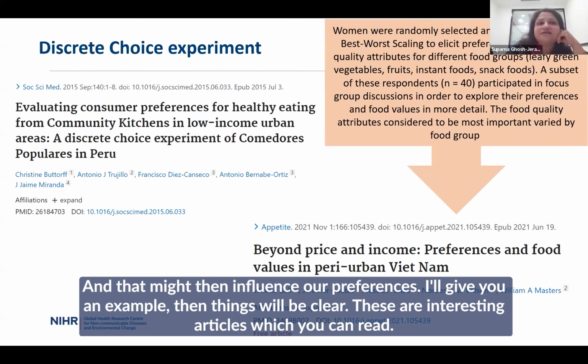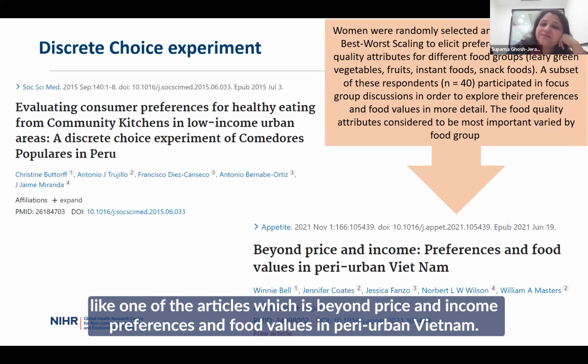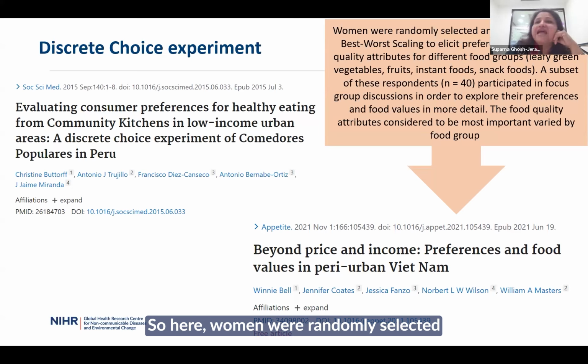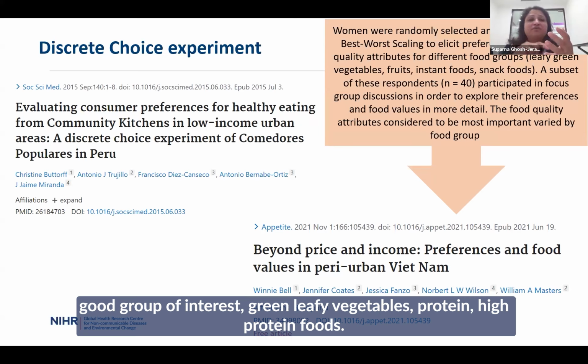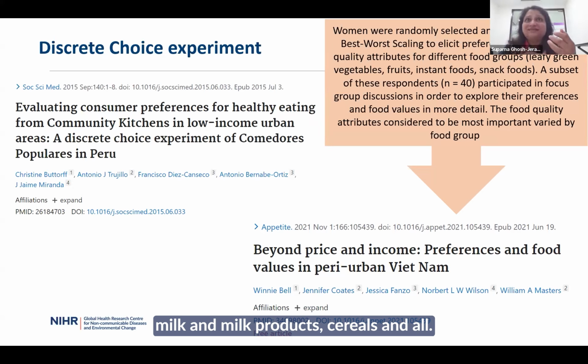These are interesting articles which you can read, like one titled Beyond Price and Income: Preferences and Food Values in Peri-Urban Vietnam. Here, women were randomly selected and interviewed using a specific scale, the best-worst scale, to elicit preference among food quality attributes for different food groups. So there are different food groups, as you have seen. You could have a food group of interest: green leafy vegetables, high protein foods, milk and milk products, cereals, and so on.